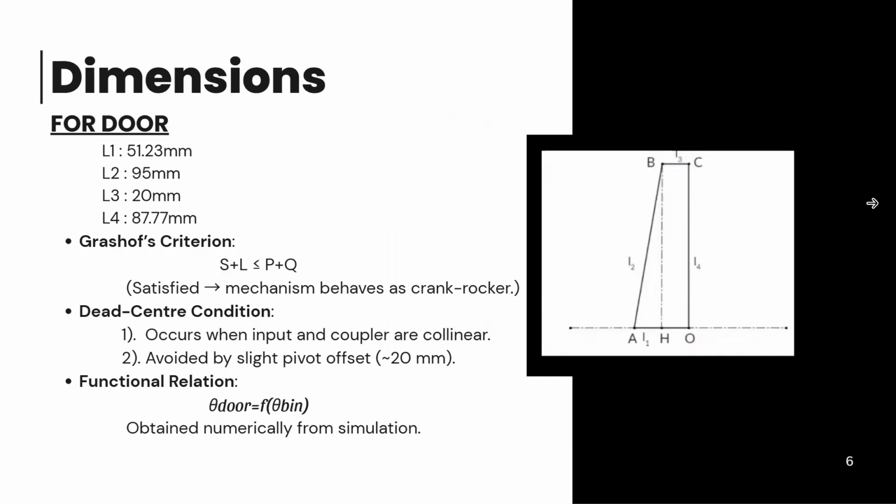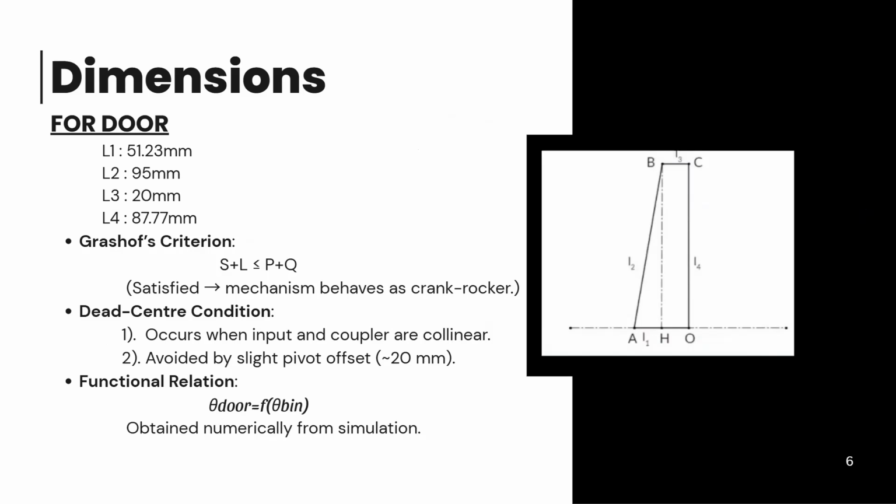It is associated with the 4-bar linkage dimensions, which served as essential input for all subsequent calculations. From the SolidWorks model, the lengths of the links are L1 equal to 51.23 mm, L2 equal to 95 mm, L3 equal to 20 mm, and L4 equal to 87.77 mm. Applying the Grashof criterion, S plus L less than or equal to P plus Q, we find that the condition is satisfied, and this confirms that the mechanism behaves as a crank rocker.